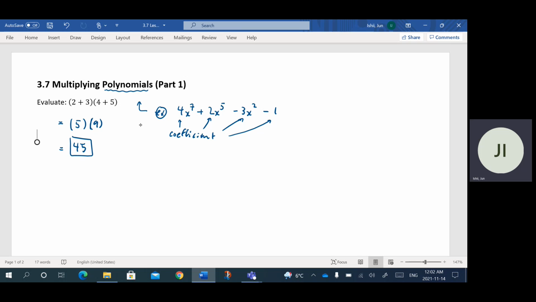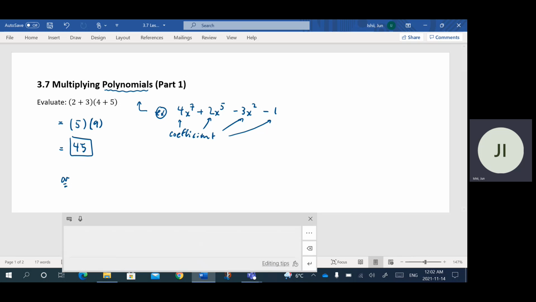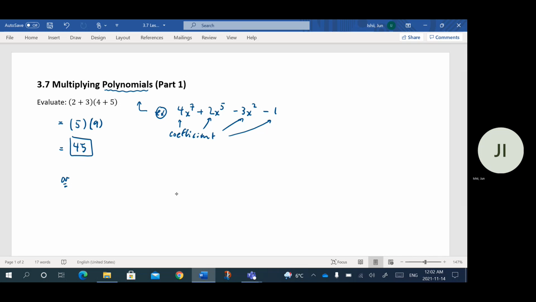Now, in order to do that, I want to show you a different way of getting this answer. So I'm just going to write it up again: 2 plus 3 times 4 plus 5. Rather than working out the brackets and then multiplying, this is by far the quicker way. I just need to show you another property that also works.